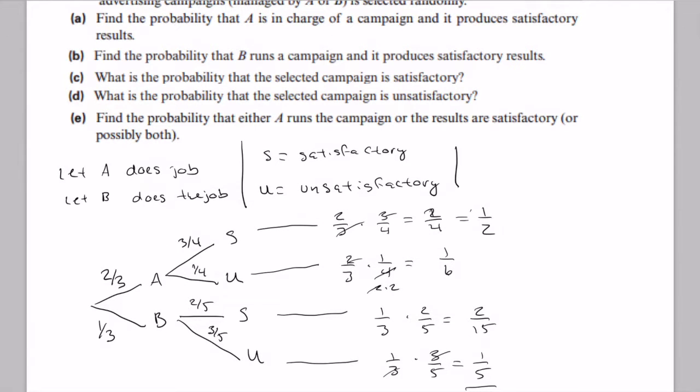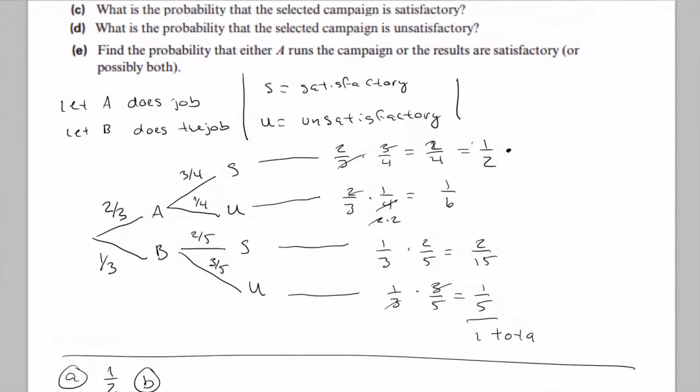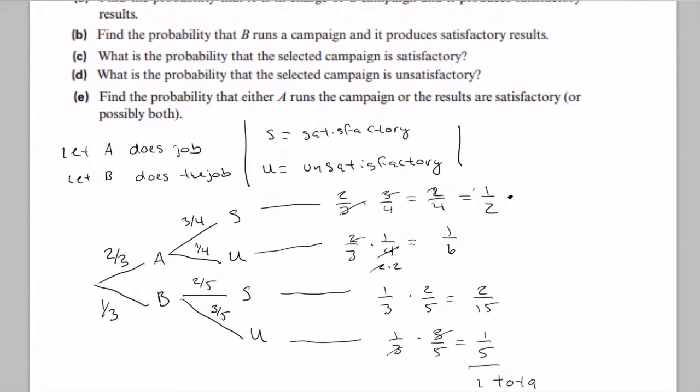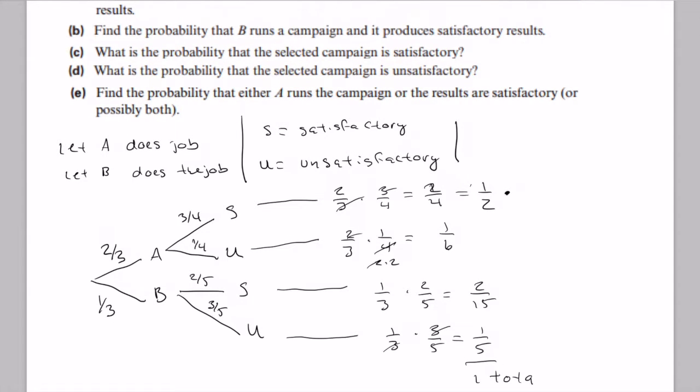Find the probability that A is in charge of a campaign and it produces a satisfactory result. That's going to be this one, so 1/2. B. Find the probability that B runs the campaign and produces satisfactory results. That's going to be B satisfactory. So that's going to give me 2 out of 15.